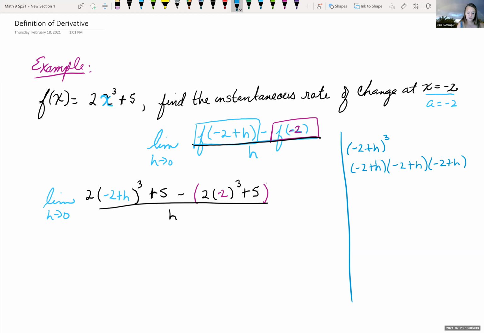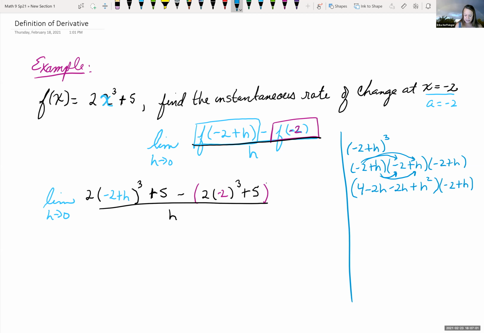So let's first start with the first 2 parentheses and do our distribute. -2 times -2 gives us 4. -2 times h is -2h. We have an h times a -2, so -2h, and h times h, so plus h squared. Let's keep our parentheses around that, and then let's bring down, so we don't forget about it, the -2 plus h.